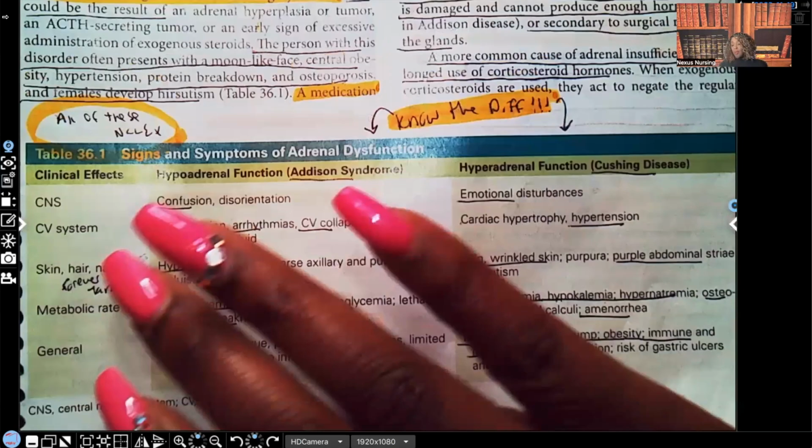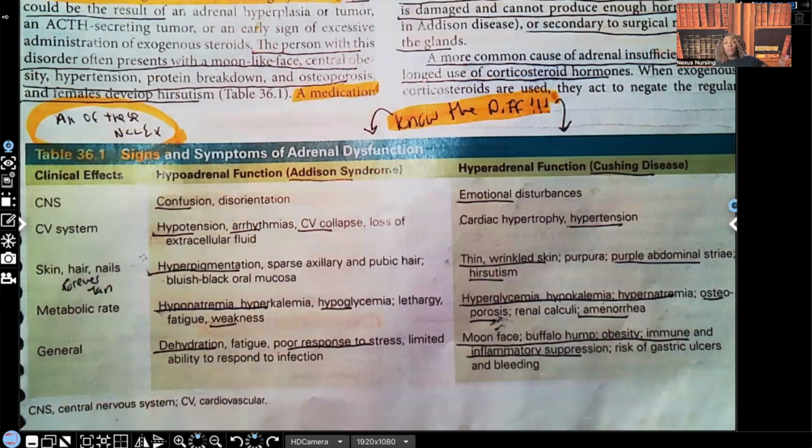And guys, part 3 is going to be the math portion of this exam. I'm going to go over the math. I'm going to teach you how to do the nursing math.